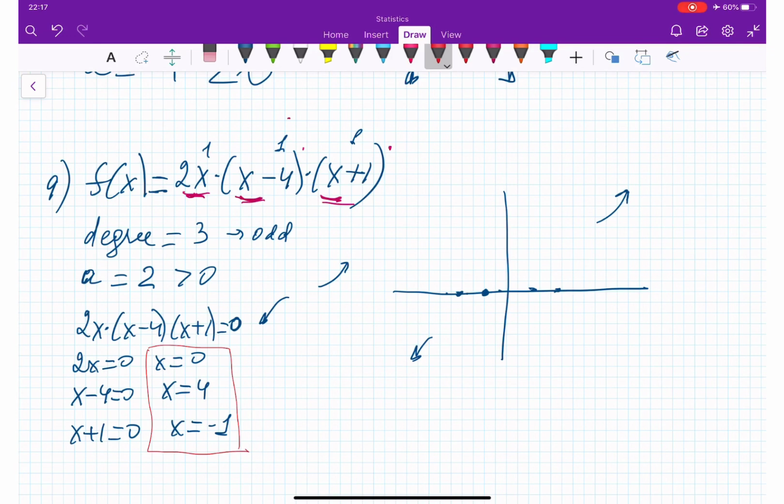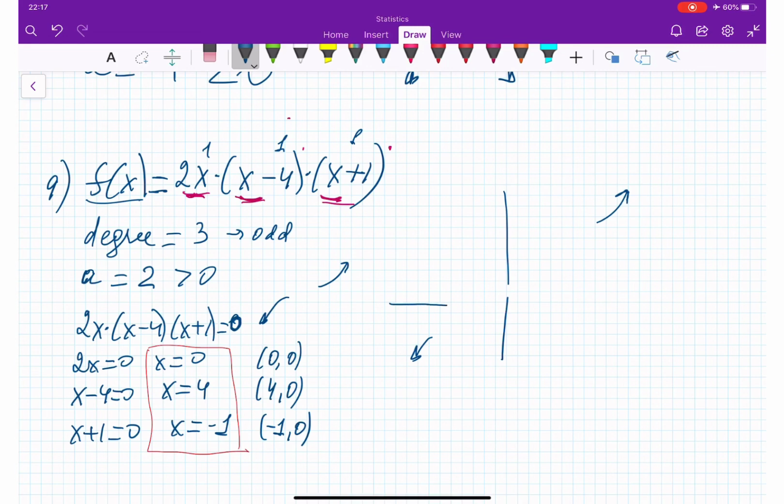So these 3 points are the x-intercepts. So coordinates will be x is 0, y is 0. Here x is 4, y is 0. And x is negative 1, y is 0. Why did I put 0 everywhere? Because here it's equal to 0. This is f of x, which is the same as y. So let's mark down. I'm going to clean this, draw one more time, because I had it with all points.